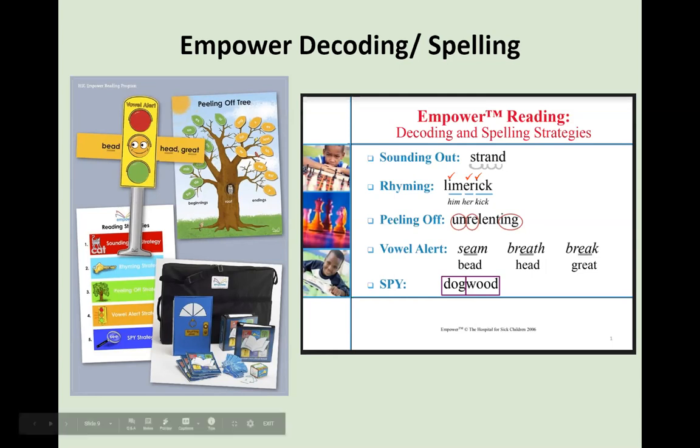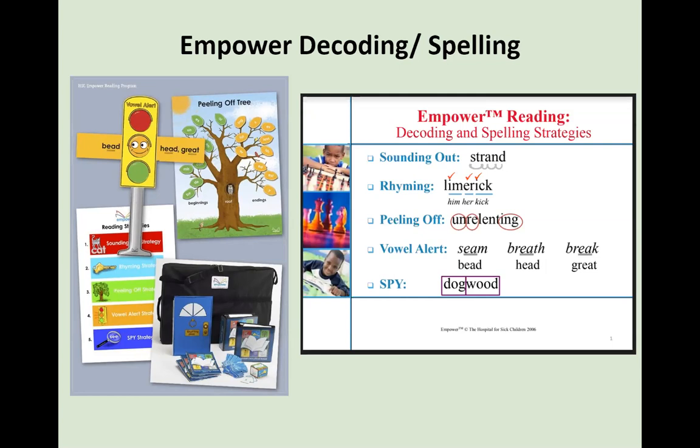Taking a look specifically at the Empower program, if you look at the image on the right of the slide, the Empower program is comprised of 5 main strategies. The Sounding Out strategy facilitates direct instruction of the teaching of sounds, phonics, and phonemic awareness.